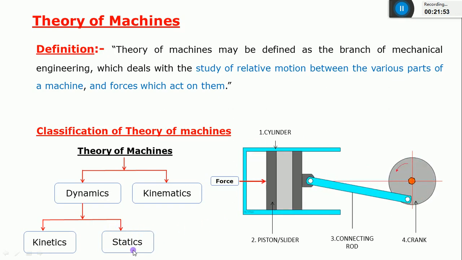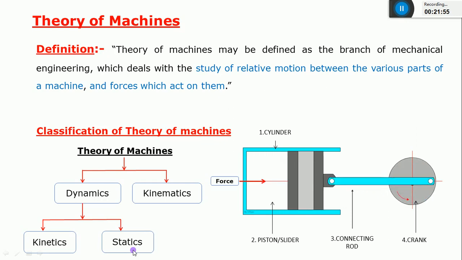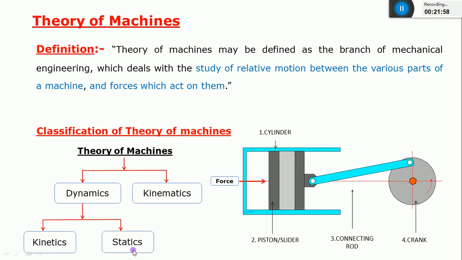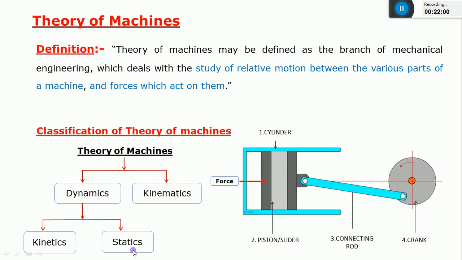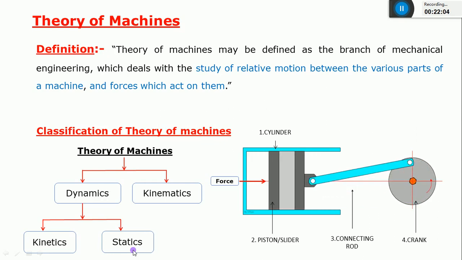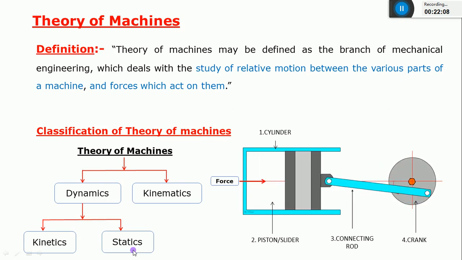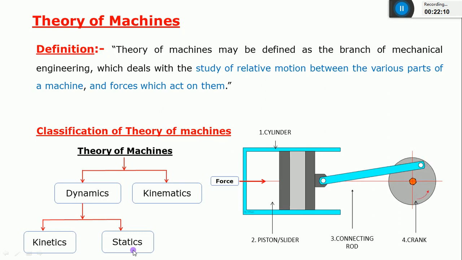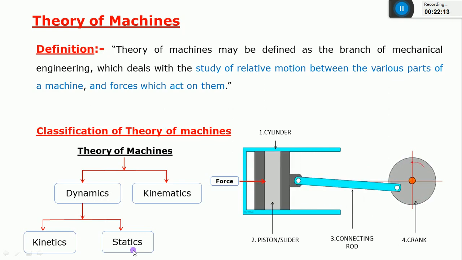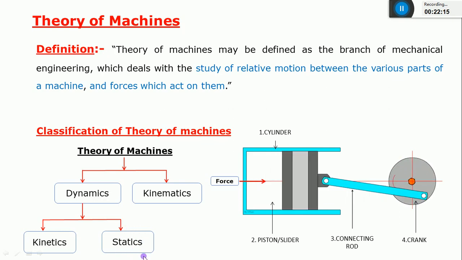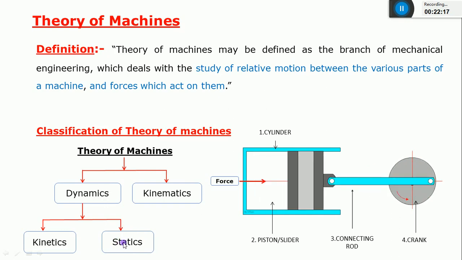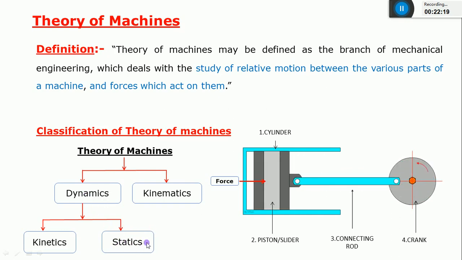When you consider a railway bridge, a railway platform, a bridge connecting two places over a river, wherever there is no relative motion, only load bearing elements like bridges, towers and railway platforms, and you are going to study the forces, that comes under statics.